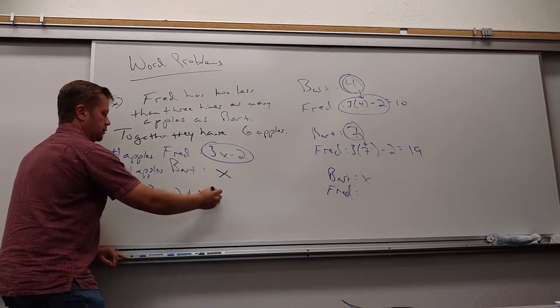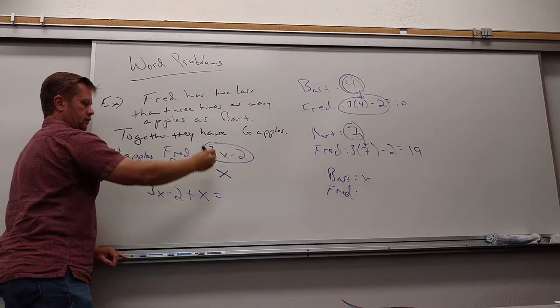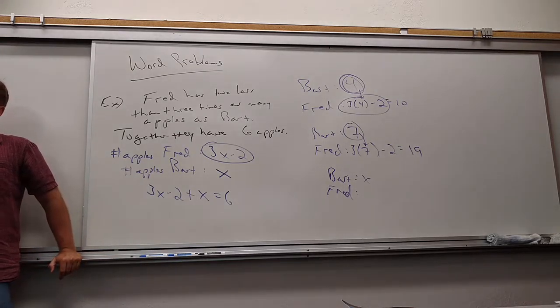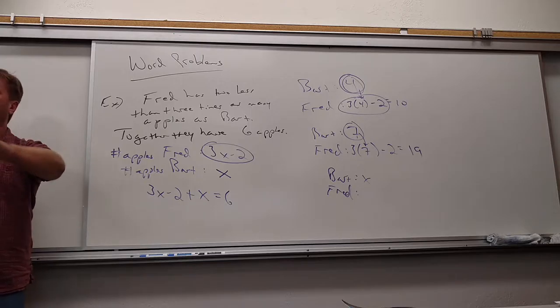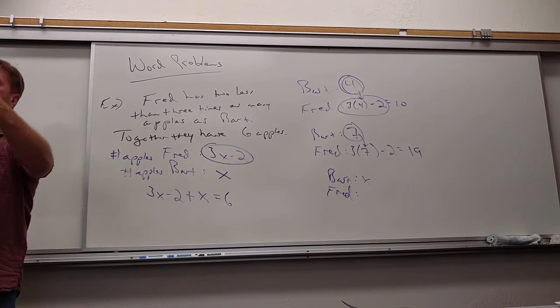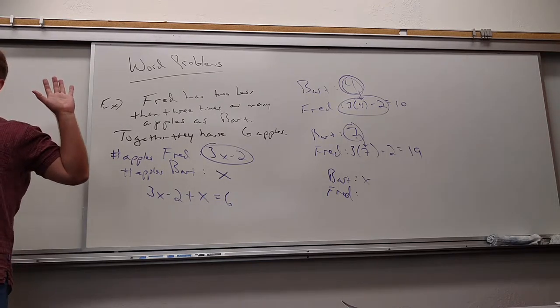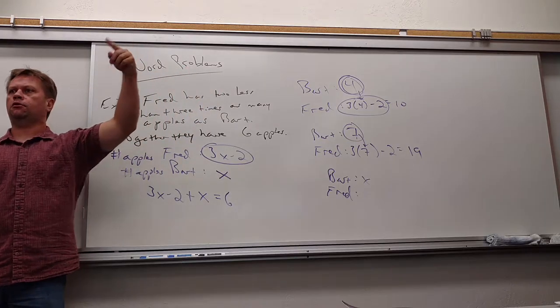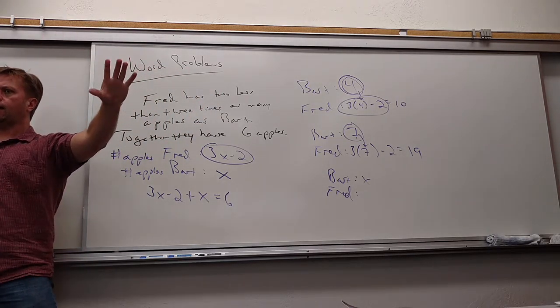And that, of course, has to be what? 6. Because I know that together they have 6 apples. So this is backwards from ordinary stuff that we do every day. Because normally I see I've got this many apples and this, so I got this many total. I didn't know how many total I had to begin with. Here, I know how many total I have to begin with. I'm working backwards to see how much each one had.